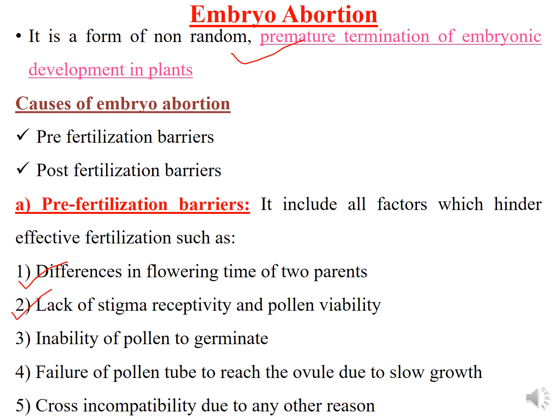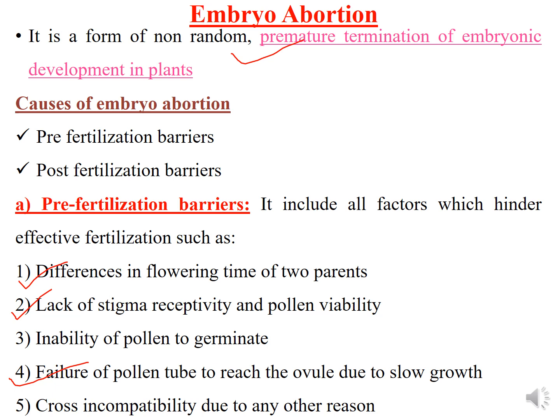In the female parent there may be a lack of stigma receptivity even though pollen is viable, or the stigma is receptive but the pollen is not viable, then it also leads to a pre-fertilization barrier. Another is inability of the pollen to germinate. Even though pollen is viable and stigma is receptive, after falling on the stigma the pollen is unable to germinate. That can also lead to embryo abortion. And failure of the pollen tube to reach the ovule due to slow growth of the pollen tube. And cross incompatibility due to any other reason.